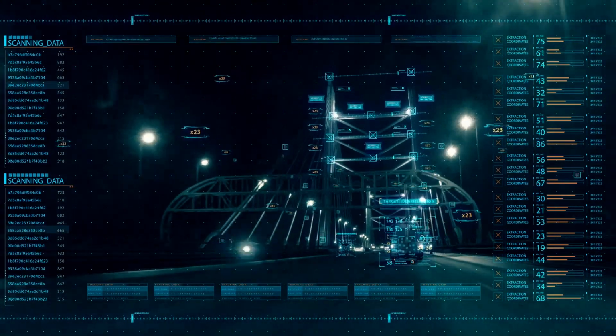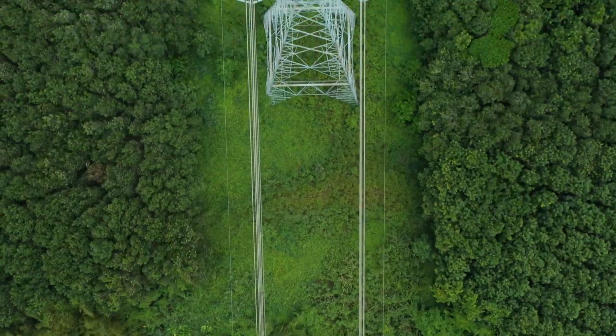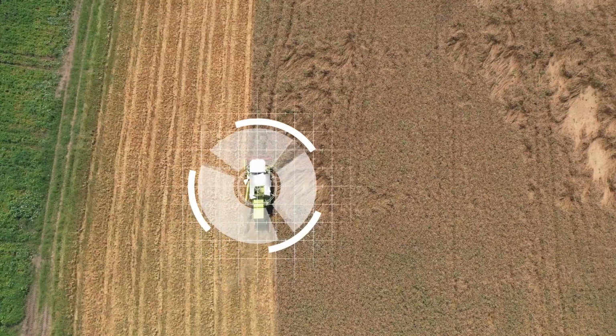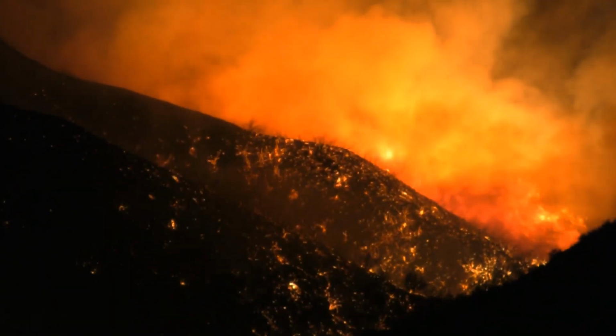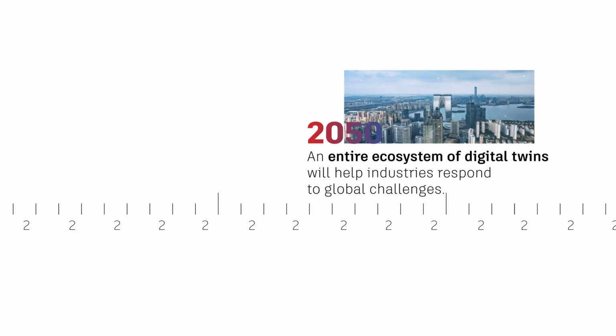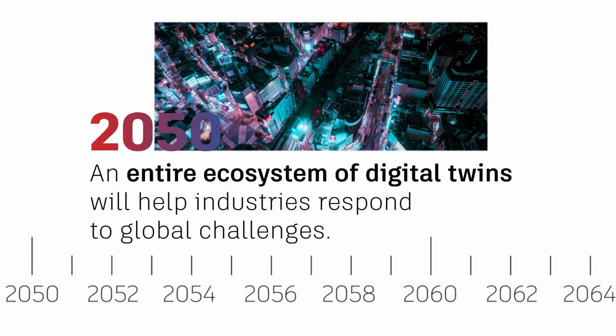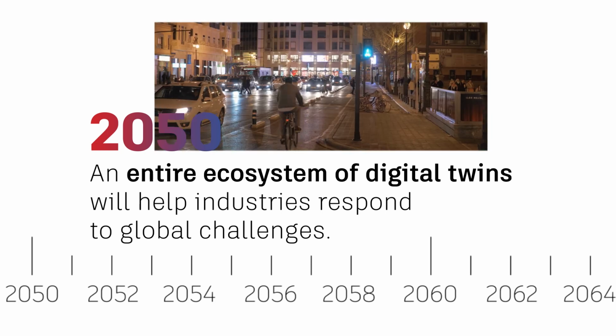Because digital twins can gather key information about things like population growth, natural resource supply levels, and historical data on environmental disasters, they can help build more resilient cities and infrastructures as the world changes. Eventually, an entire ecosystem of digital twins will help industries respond to global challenges with powerful, simultaneous changes.